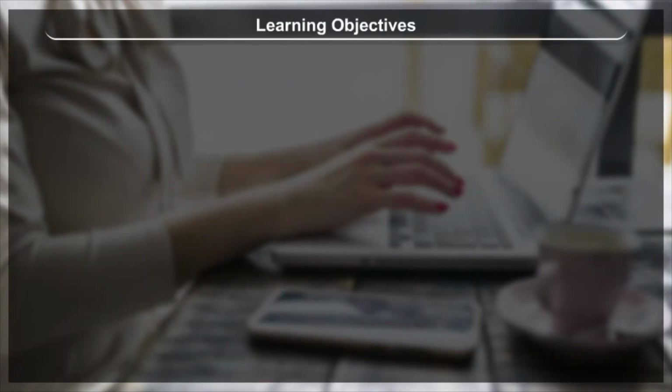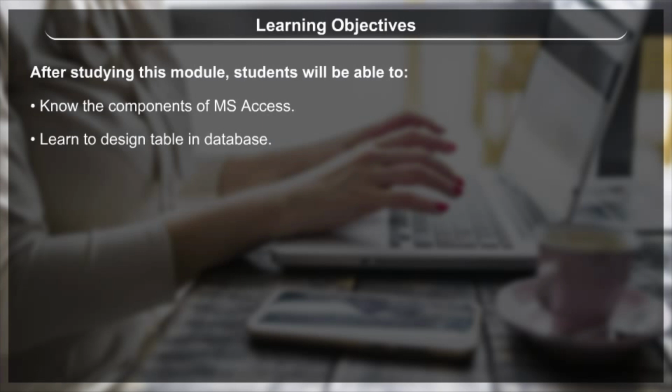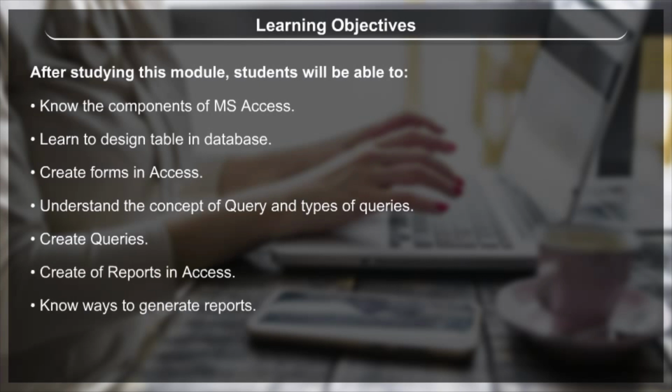Learning objectives. After studying this module, students will be able to know the components of MS Access, learn to design a table in a database, create forms in Access, understand the concept of query and types of queries, create queries, create reports in Access, know ways to generate reports, and learn different ways to export reports in a database.